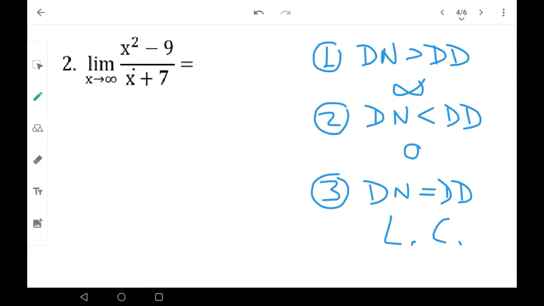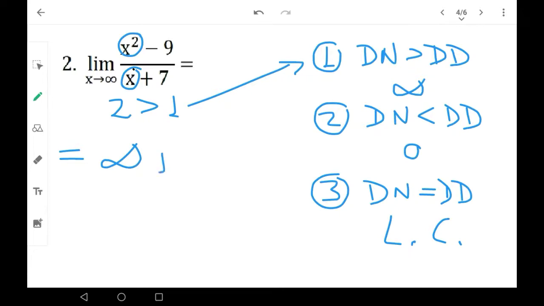Let's check. I have only x here, and here I have x to the power of 2. Which one is greater? The power of the numerator is greater than the power of the x that I have on the denominator. So I'm dealing with 2 greater than 1, which relates to the first case. If I use the properties, this limit should be equal to infinity. That's the answer, and it makes sense.